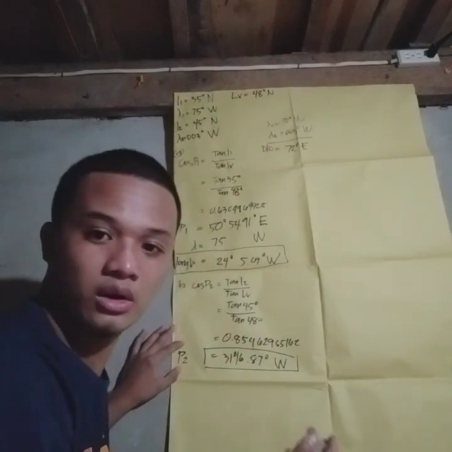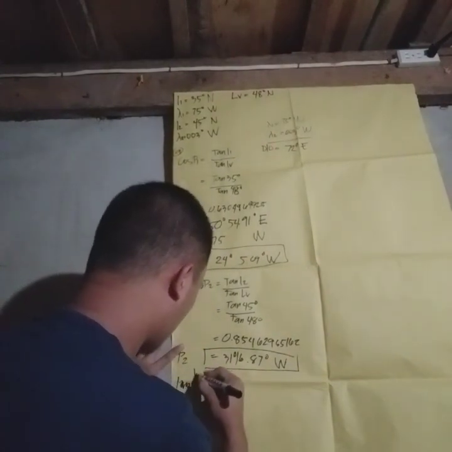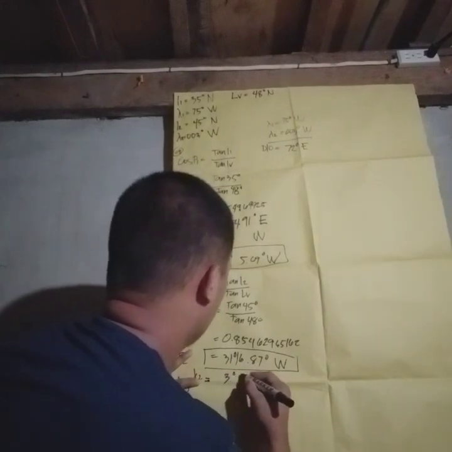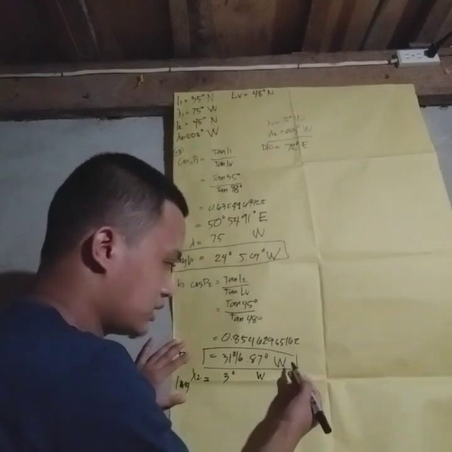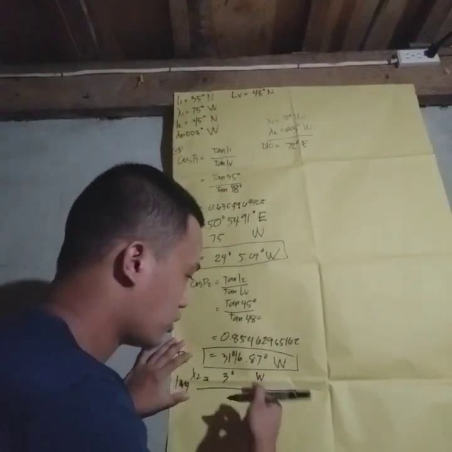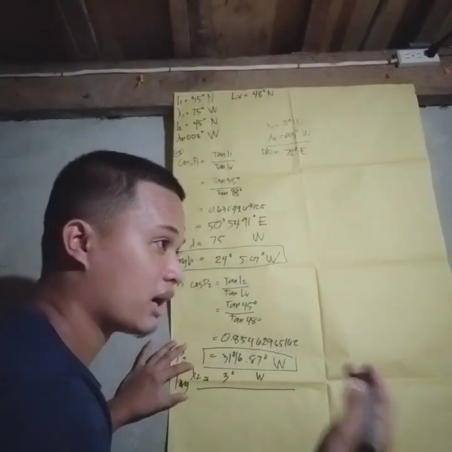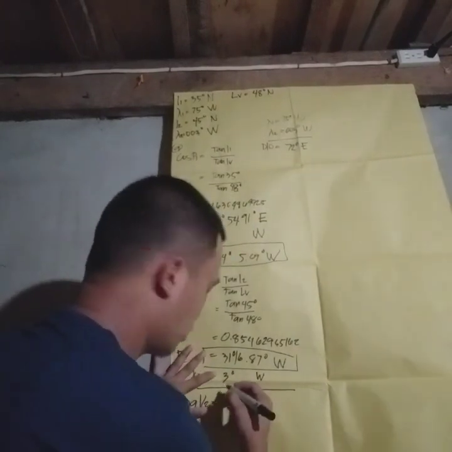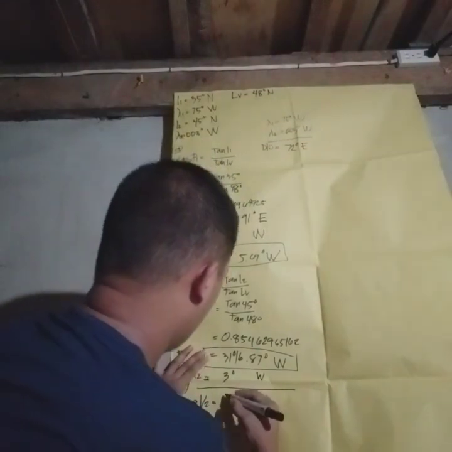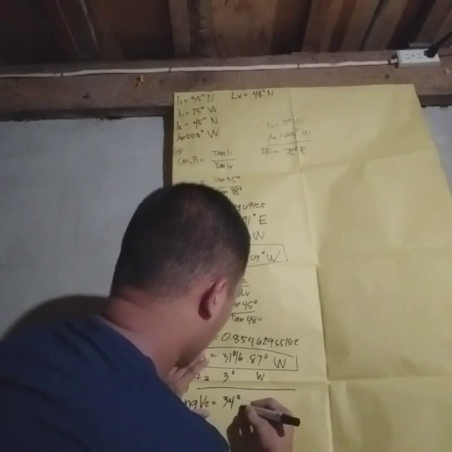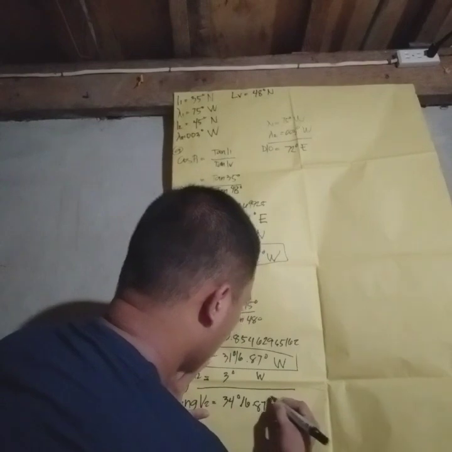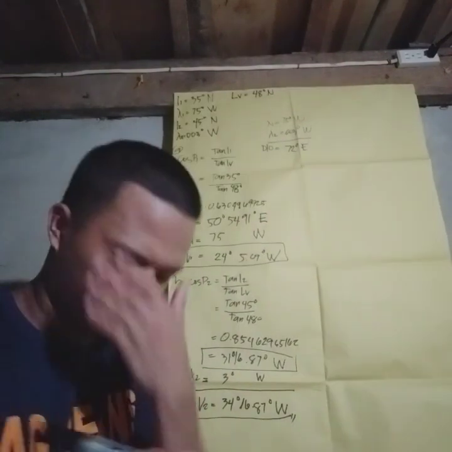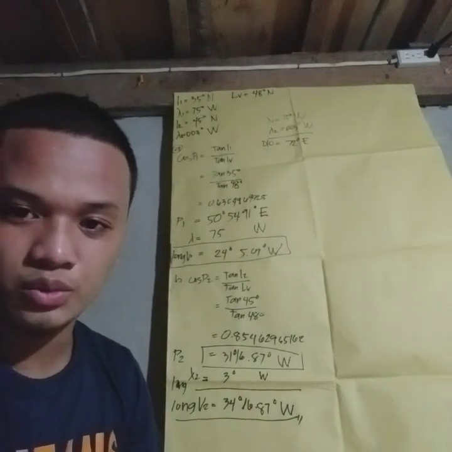To get the long V2, we need to combine it with our longitude 2, which is 3 degrees west. It has the same sign, so we need to subtract. I mean add. So our long V2 is 34 degrees 16.87 degrees. They are the same sign, so west. So our long V2 is done.